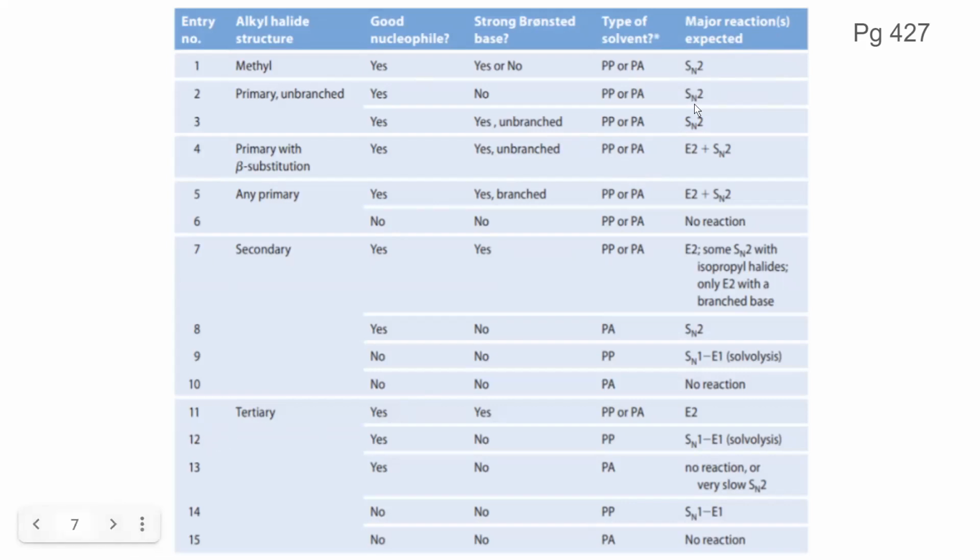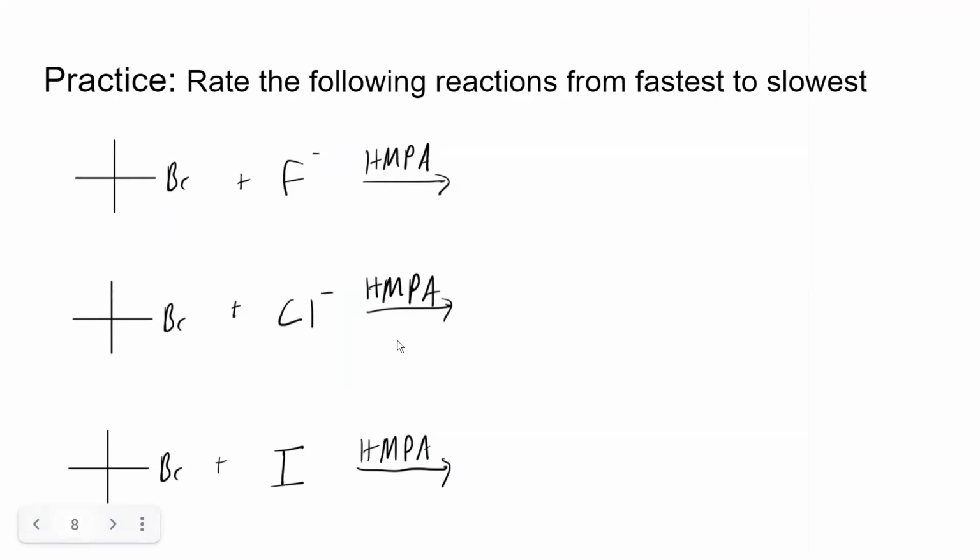Okay, does anyone have any questions before I go on? Because once again, there's a lot of concepts covered in these slides. Okay, if not, I'm just going to go on to the first practice.